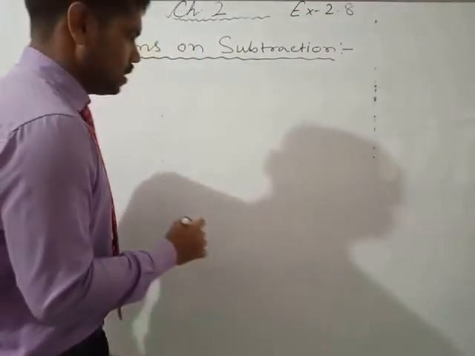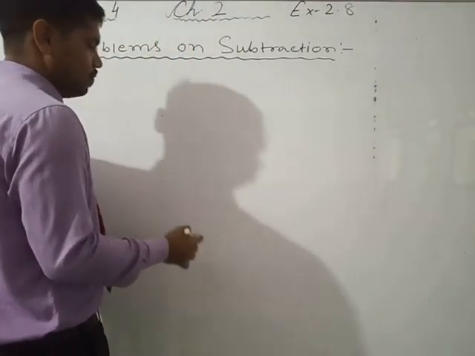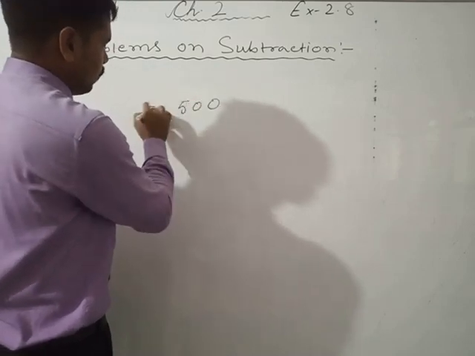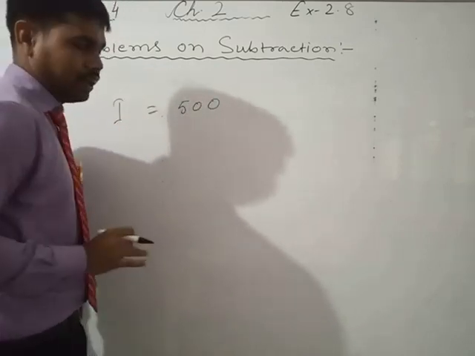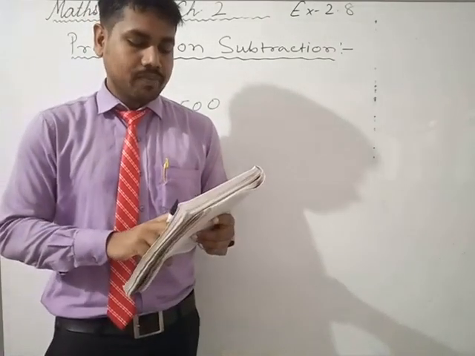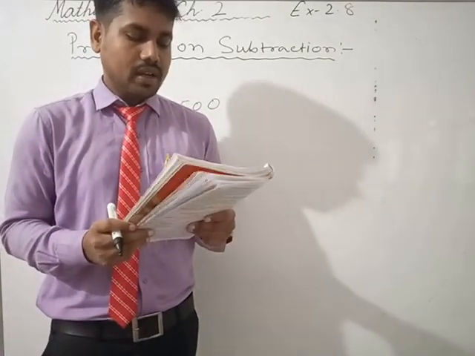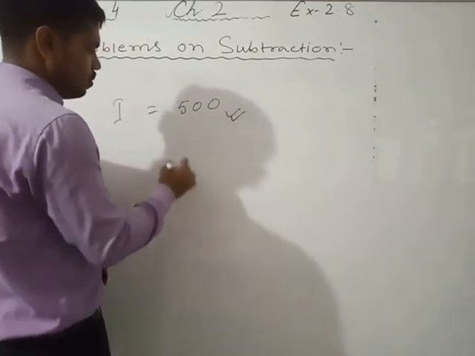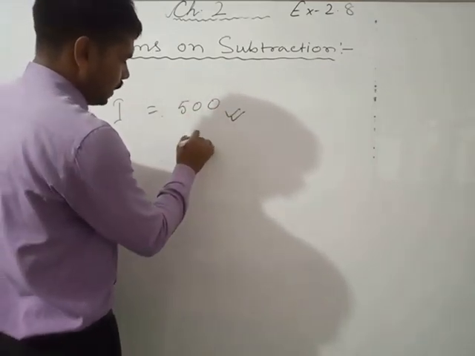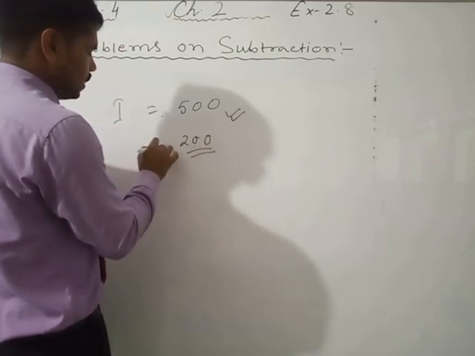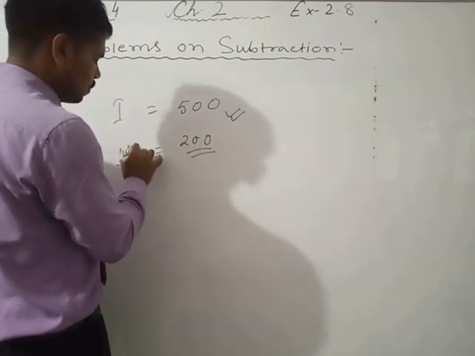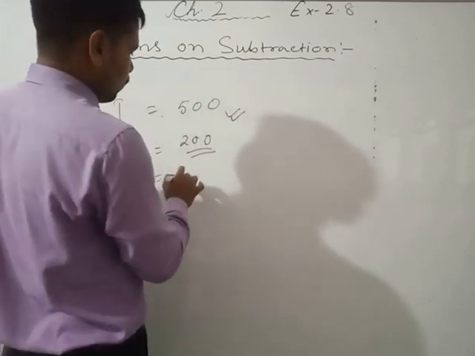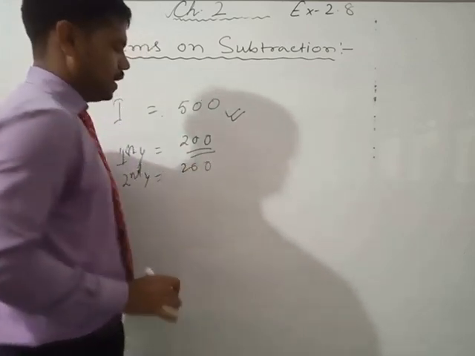Suppose I am investing somewhere an amount of 500 rupees. 500 rupees investment I made. Now it is asking about the profit. In the first year I got a profit. So from this investment, in the first year suppose I am getting a profit of 200. Okay, first year. And second year suppose I am getting a profit of again 200 rupees.